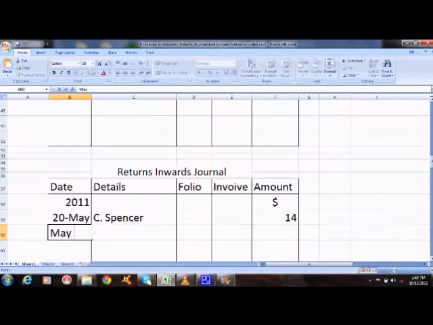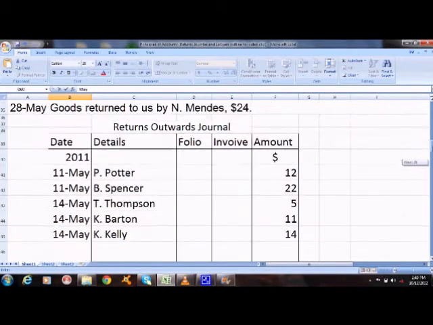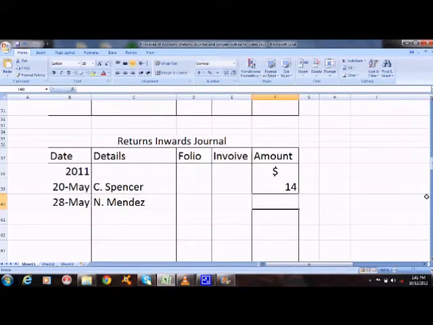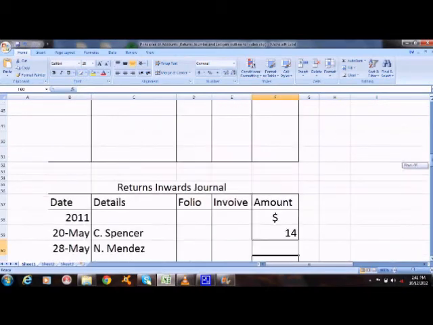Then the other one is May 28, goods returned to us by N. Mendez. So this person is returning goods to us, and the amount is $24.